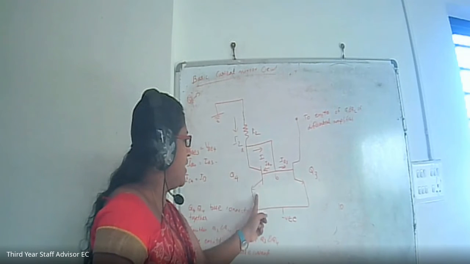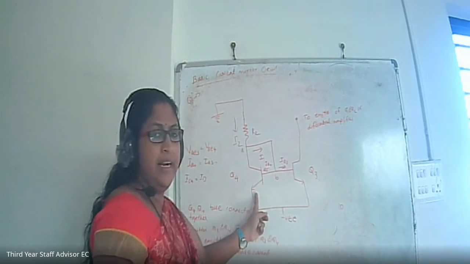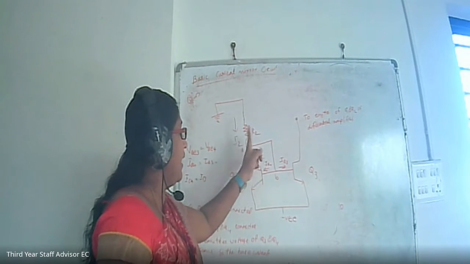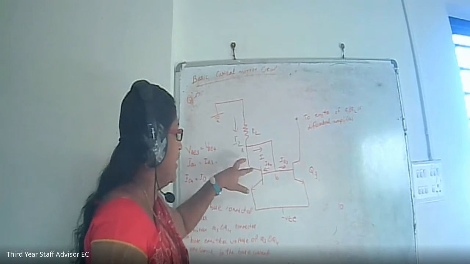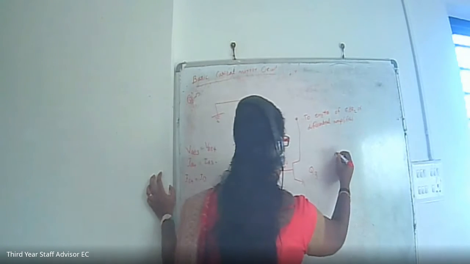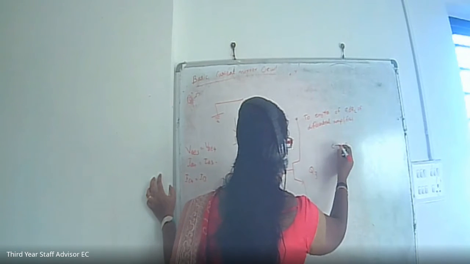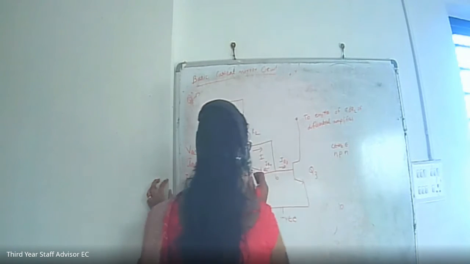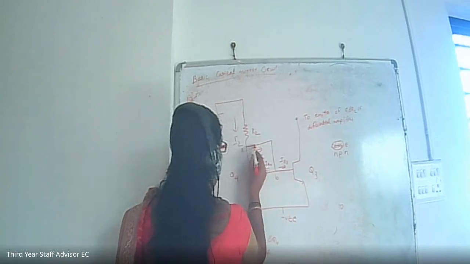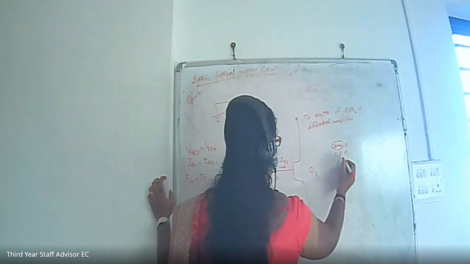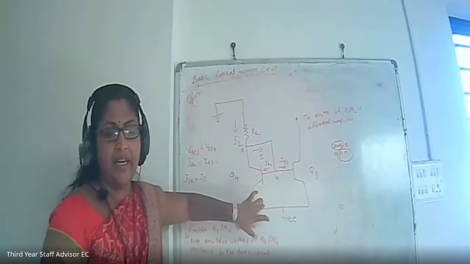So this transistor acts as a diode, since its collector and base are shorted together. What is its effect? Suppose this is an NPN transistor, this is the collector, this is the base and this is the emitter, and this is shorted. Even though there is an NP junction, since this is shorted, the current flow path will be like this. So effectively only a PN junction will be there. So this transistor acts as a diode.